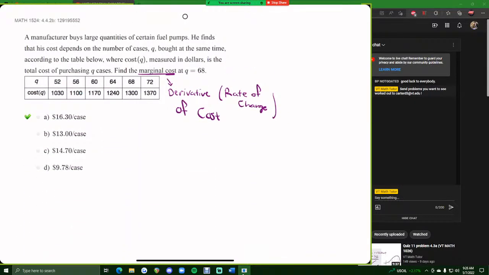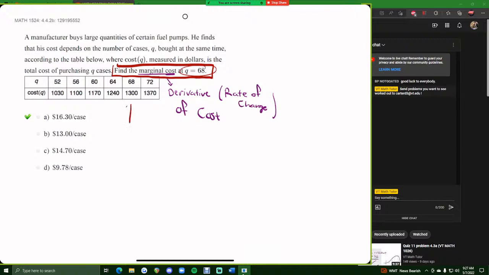In this problem, I thought this was a good, simple one to include because it includes the super helpful idea that any time in this course, when you see marginal cost, marginal profit, marginal revenue, typically in this course, it means the derivative of whatever they're talking about. In this case, marginal cost represents the derivative of cost. In other words, the rate of change of cost at Q equals 68.